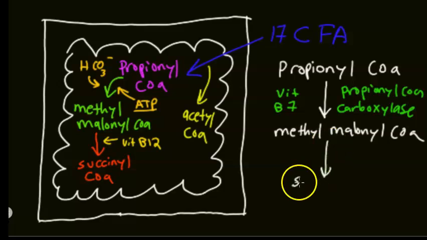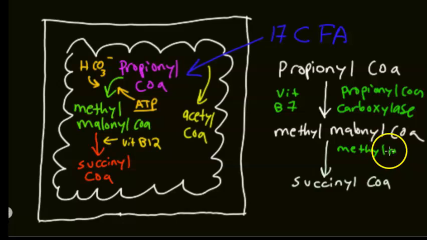So let's write the next step down. Methylmalonyl-CoA will be converted into succinyl-CoA. And this is a Krebs cycle intermediate. And for this reaction, we need another enzyme. And this enzyme is called methylmalonyl-CoA mutase. And essentially, we're still at 4 carbons. Both methylmalonyl-CoA and succinyl-CoA are 4 carbons long. There is just some rearrangement of the atoms to go from here to here. And remember, the coenzyme, the vitamin that we need for this step, is vitamin B12.